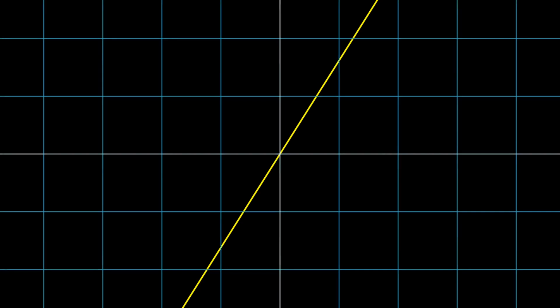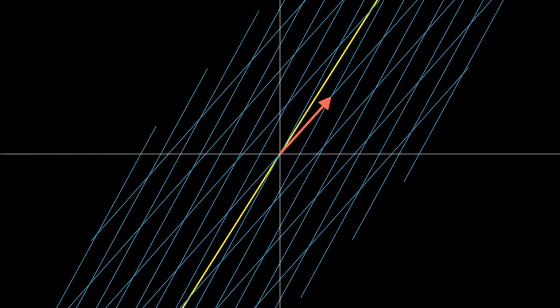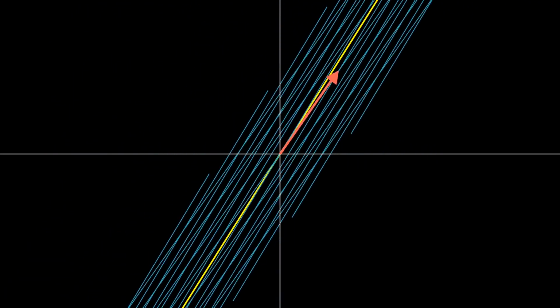It may be easier to follow if we add a vector and watch what happens to it as we apply A over and over. As space transforms, it takes this vector up and to the right, pulling it in toward the yellow line.